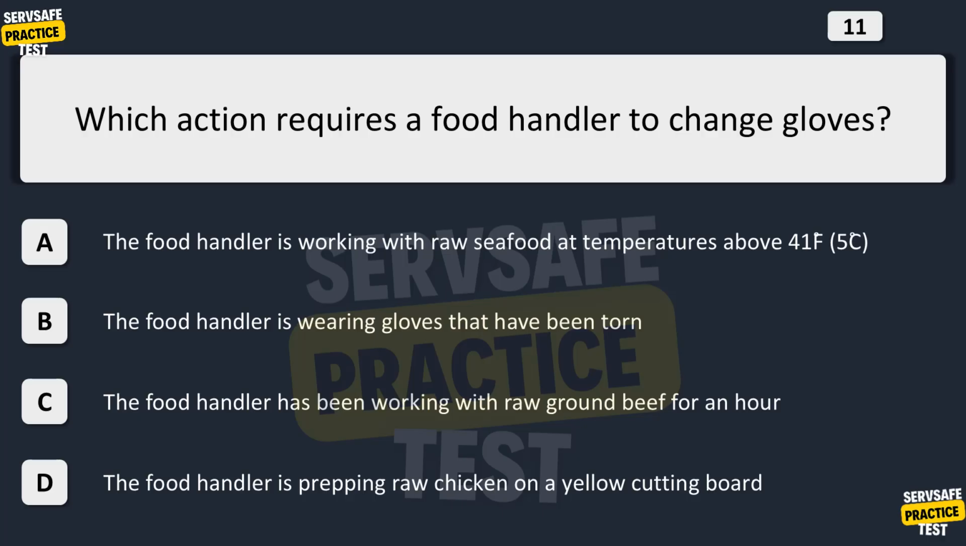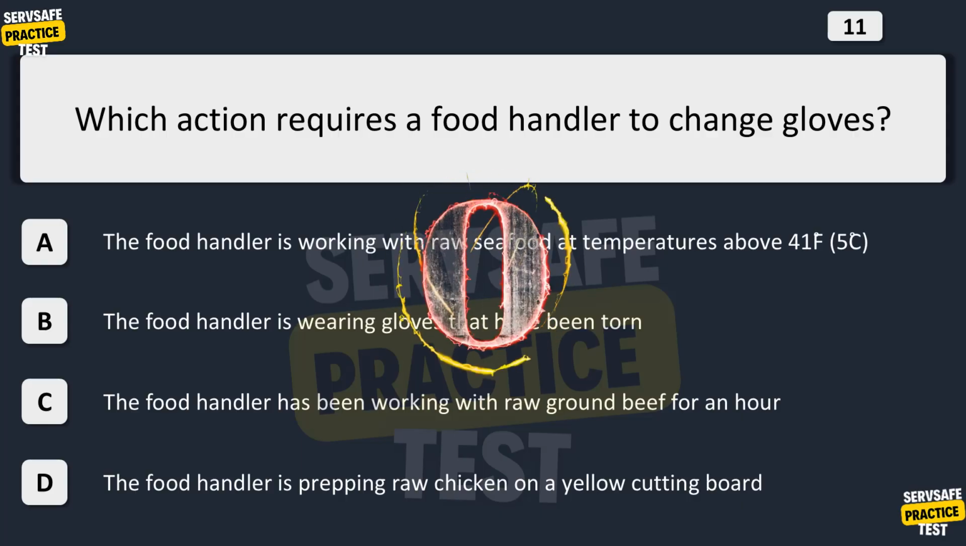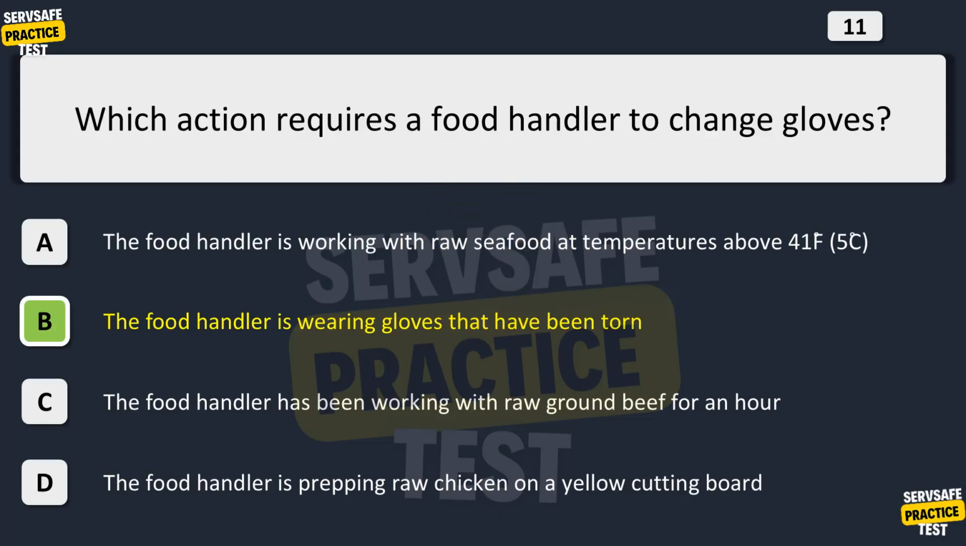Which action requires a food handler to change gloves? A. The food handler is working with raw seafood at temperatures above 41 degrees, 5 degrees Celsius. B. The food handler is wearing gloves that have been torn. C. The food handler has been working with raw ground beef for an hour. D. The food handler is prepping raw chicken on a yellow cutting board. The correct answer is B. The food handler is wearing gloves that have been torn.